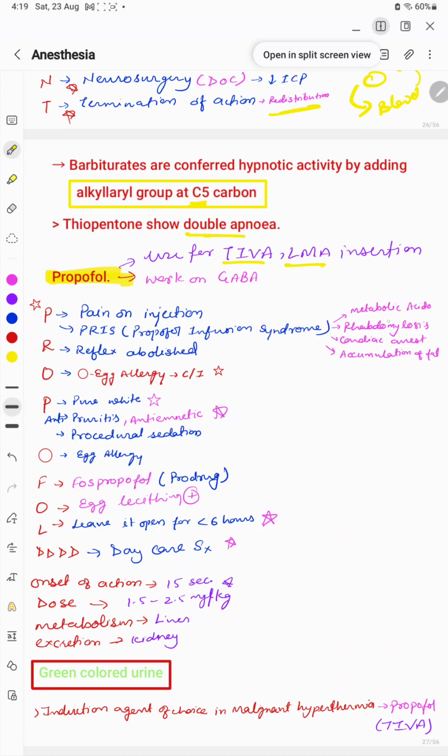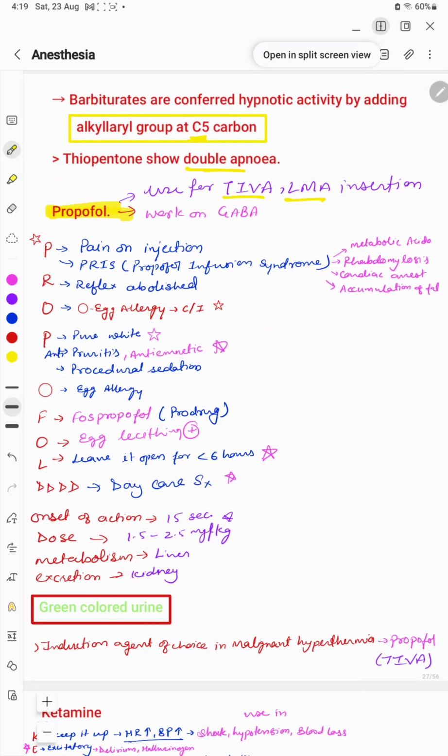Then propofol will cause metabolic acidosis, rhabdomyolysis, cardiac arrest, and accumulation of fat. R is for reflex abolition. O, you can remember like egg. So propofol is made from egg lecithin and can cause egg allergy, so we will not give it to a patient who has egg allergy. P means the color of propofol is pure white.